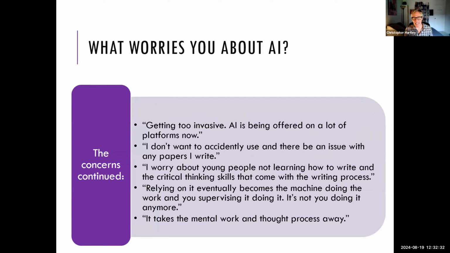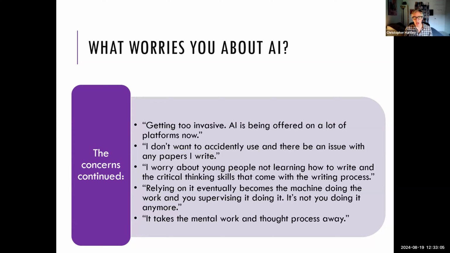I don't want to accidentally use it and there be an issue with any papers I write. And that was something that a lot of students expressed during the workshop, but also I've seen since the incorporation of this technology was students really being worried about using programs like Grammarly, about using AI in any way, because they're worried that it's going to leave some sort of trace that is detectable, that they are no longer going to be aware of whether they're cheating or not. And they just don't know. And they're looking for a lot of guidance.